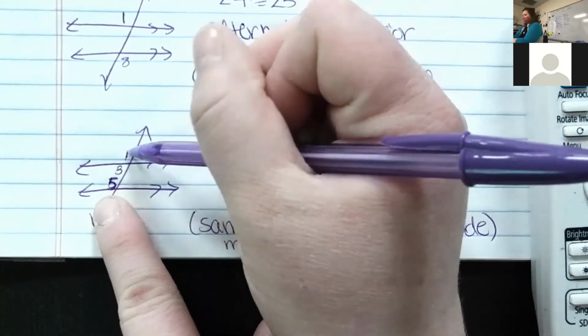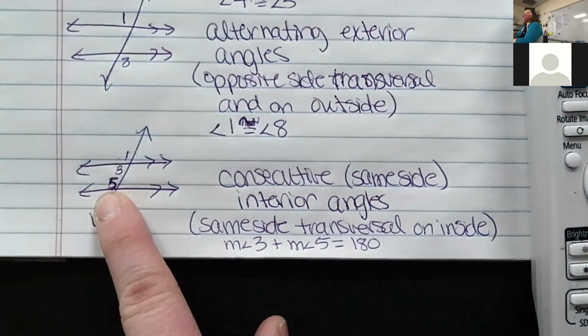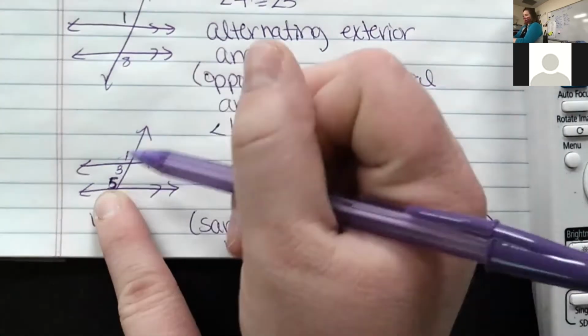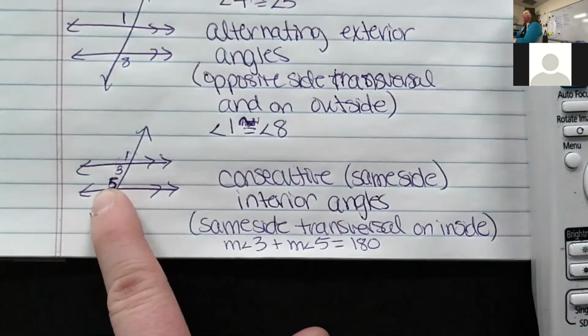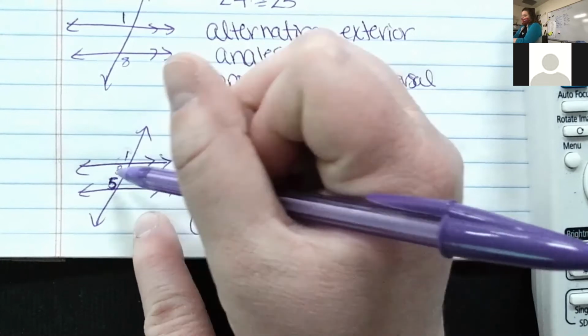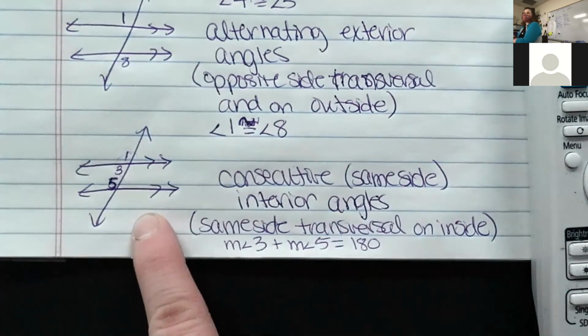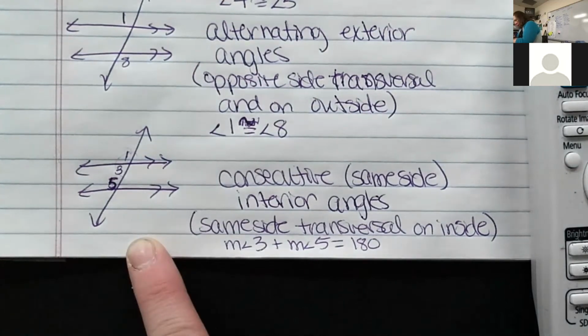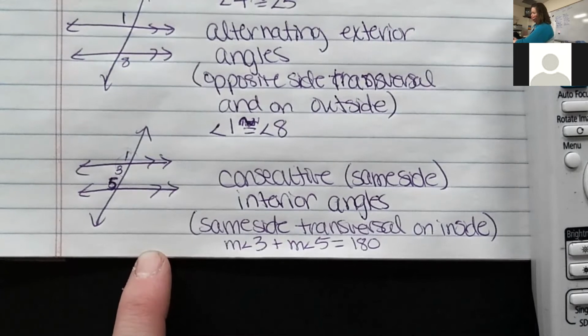Well, 1 and 3 together make a what? A line, right? 1 and 3 together make a line. Agreed? How many degrees in a line? 180. Well, if this is the same number as this, you can substitute them for each other. So 3 and 5 together make 180. So they're supplementary. They're not congruent.